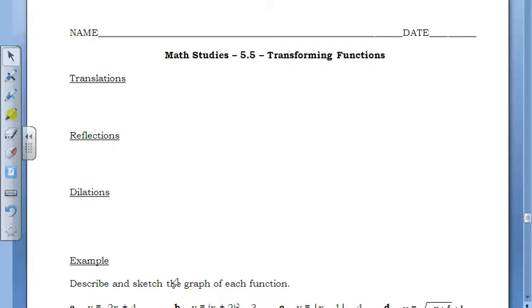This is Math Studies section 5.5. In this lesson we're going to be transforming the functions that we've looked at already. So there are different styles of transformations.